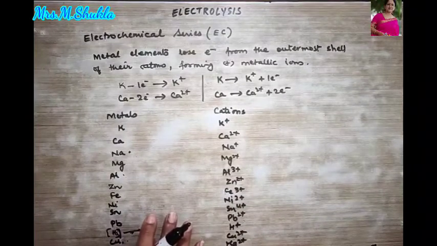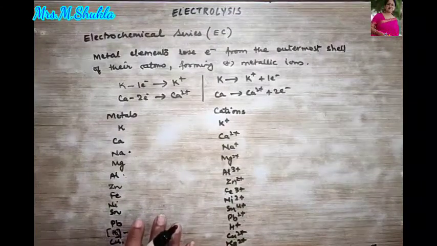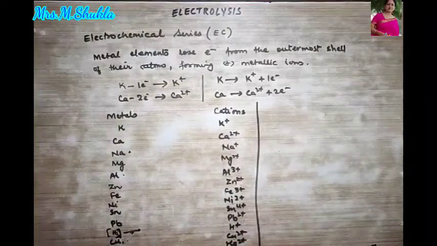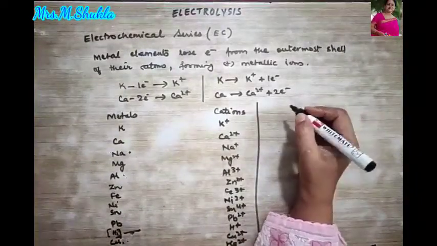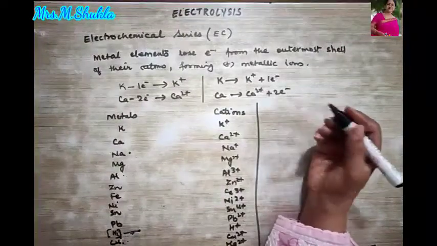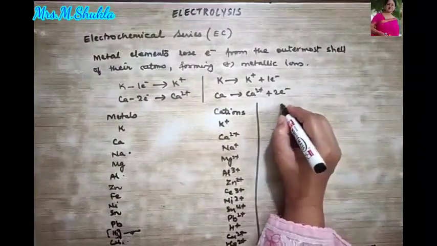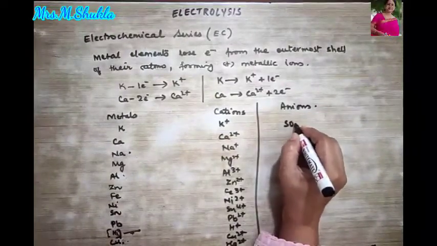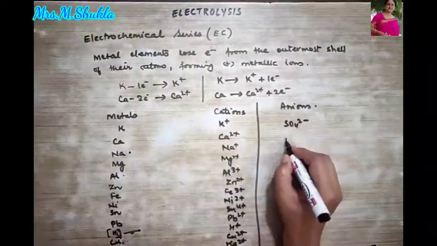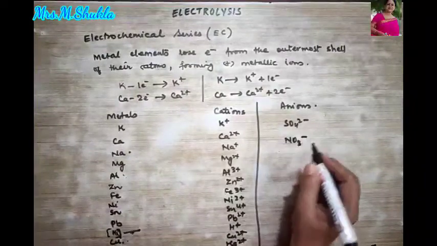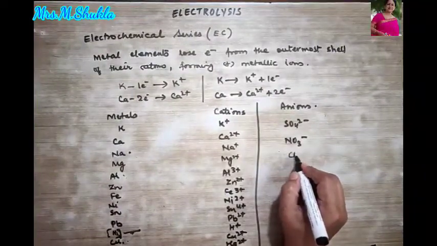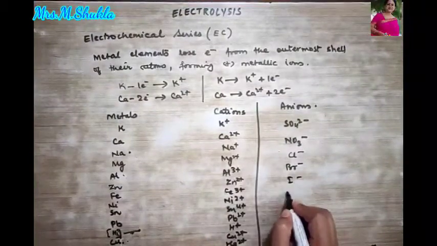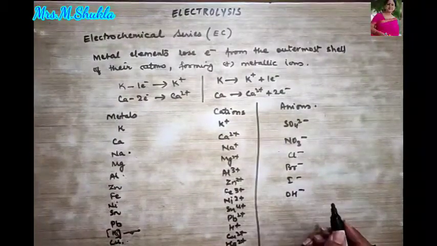Now let me talk about the electrochemical series of the anions. Firstly, let me write down the anions and then I will explain. So: sulfate ions, nitrate ions, then chlorine ion, bromine ion, iodine, and then OH minus.